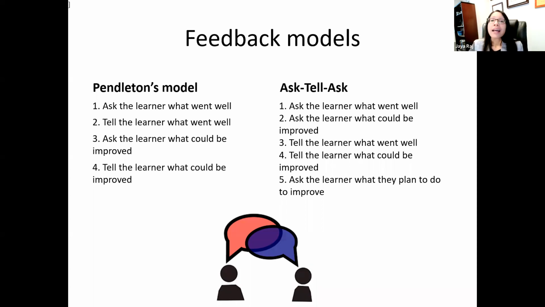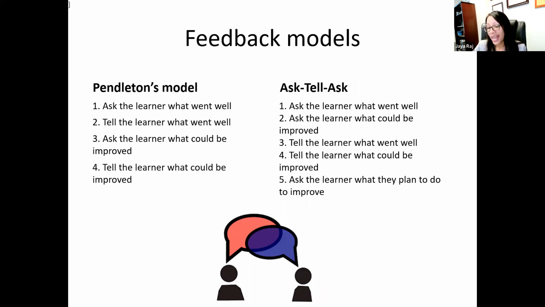Both of the models identify both positive and negative points, so they involve a balance. They're also very much a conversation or an exchange of ideas. So it's not about you just telling the resident what you think. It's really hearing also what they think about their performance, and maybe giving you more information or context to explain some of the things they do well or some of the things they're struggling with.